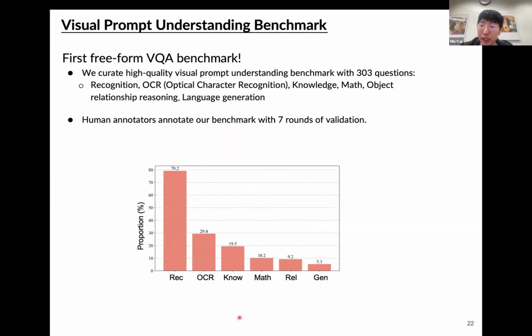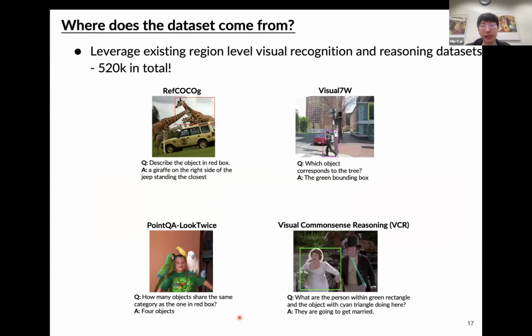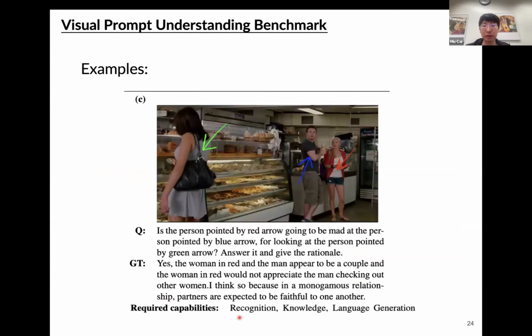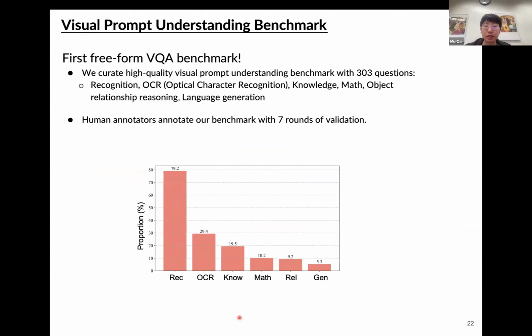In addition to academic benchmarks, we also propose a new freeform visual prompting benchmark. Why do we need this benchmark? Because the traditional benchmarks are, I would say, pretty boring and less challenging. Since GPT-4V came out, we should have a benchmark that really evaluates the true intelligence of such large models. To solve this problem, we propose a high-quality visual prompting benchmark with around 300 questions covering six aspects, including OCR recognition, math, and a lot more. We do a rigorous annotation, and all the labels are annotated and examined over 7 rounds.